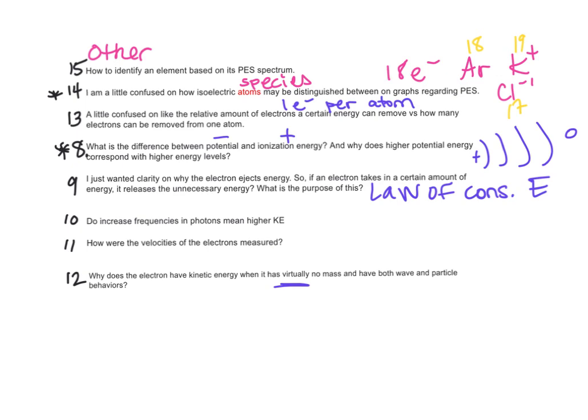The last one we'll talk about is number 15. How do you identify an element based on its PES spectrum? Well, write the electron configuration. All right, and once you have the electron configuration, then you can figure out which element it is.